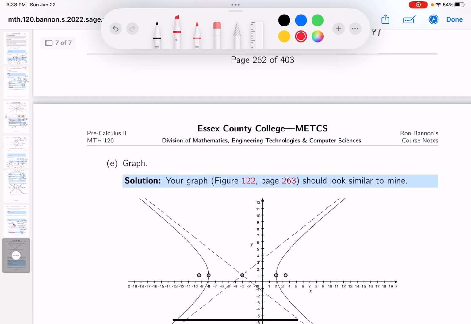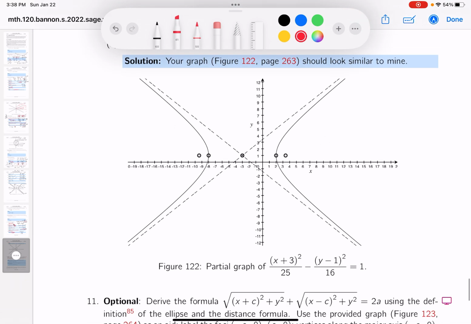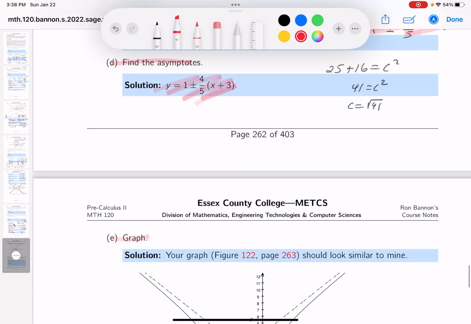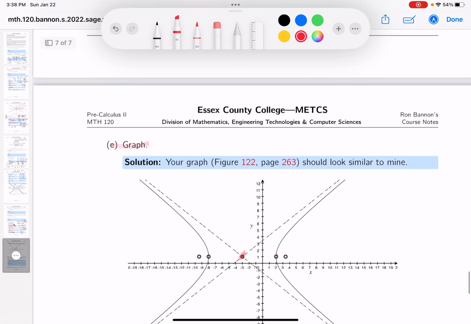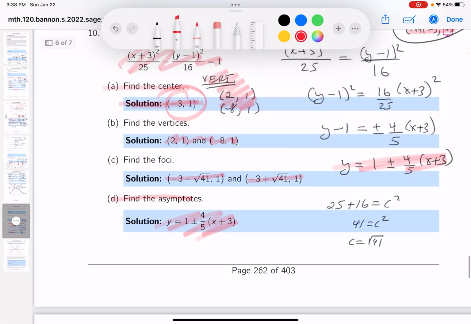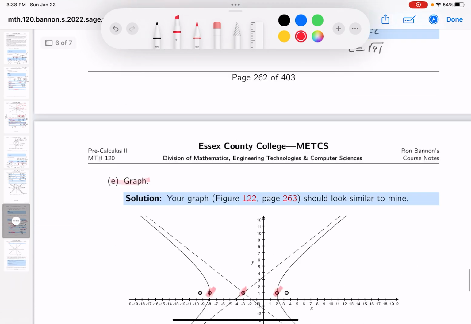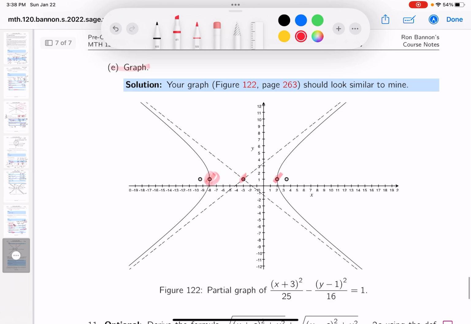And again, this is me, by the way. I'd much rather use a machine to do it. And machines do a great job of this. You'd have to learn how to use a machine to do it, by the way. But looking at clearly the center, what am I seeing? -3, 1. Make sure you understand what I did. That's right over here. The vertices, what am I looking at? 2, 1. Let me go back and show you that. That's right there. The other vertex I found was -8, 1.